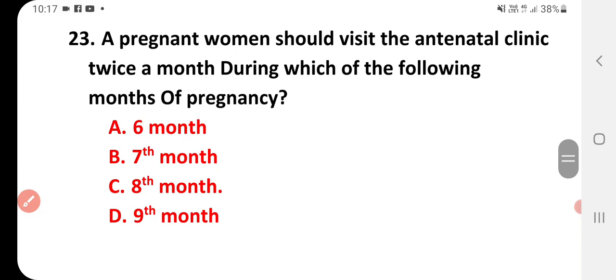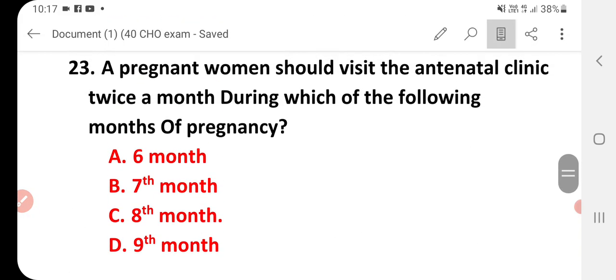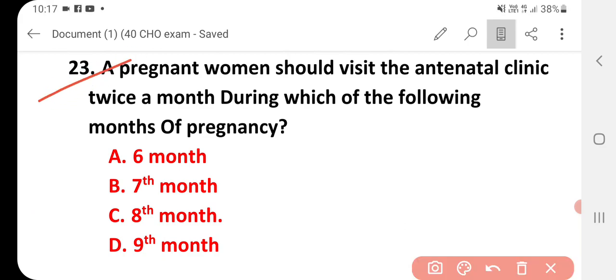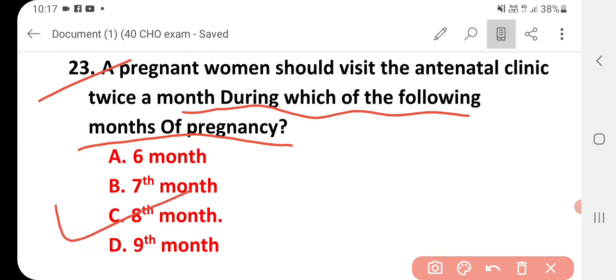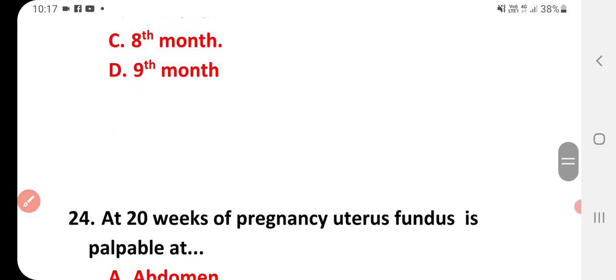23rd, a pregnant woman should visit the antenatal clinic twice a month during which of the following month of pregnancy? 6 months, 7 months, 8 months, 9 months. So a pregnant woman should visit the antenatal clinic twice a month during the 8th month of pregnancy. So option C is the right answer.